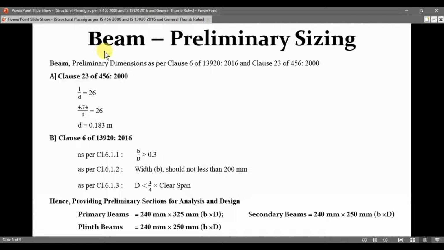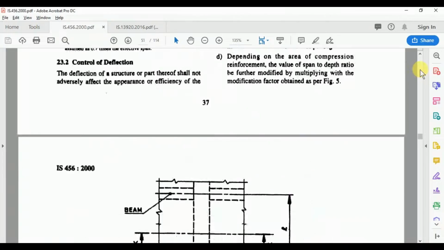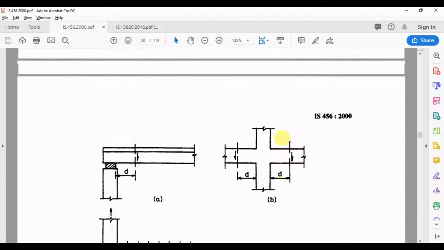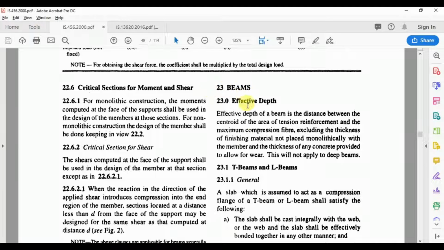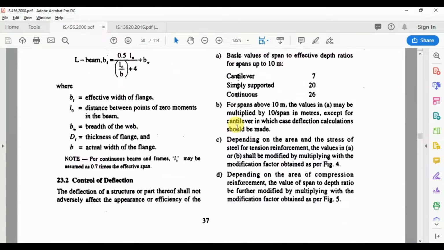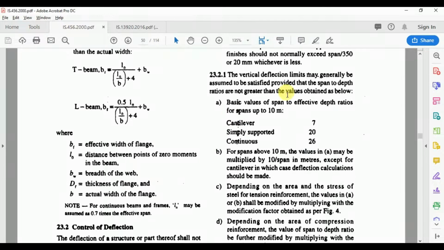Now we will see the preliminary sizing of the beam as per clause 6 of IS 13920-2016 and clause 23 of IS 456-2000. Let's first see clause 23 of IS 456-2000. So here you can see this is clause 23 for beams. In clause 23.2, control of deflection states that for an effective span up to 10 meter, the values should be taken into consideration. Here all the beams are continuous beams, hence we need to consider the span to effective depth ratio as 26.